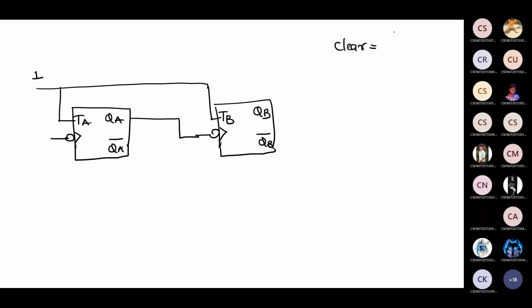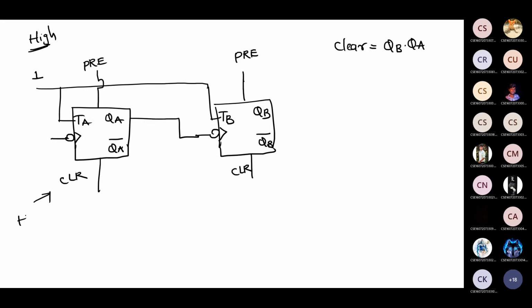Yes, sir. I'm getting output of clear as QB dot QA. So among the 4 diagrams, I'm taking this one, which is preset. This is also preset. Is preset active high or active low? Bubble is there or not? Not there. So it is active high. I'm considering active high preset. And what about clear? Active high clear only.